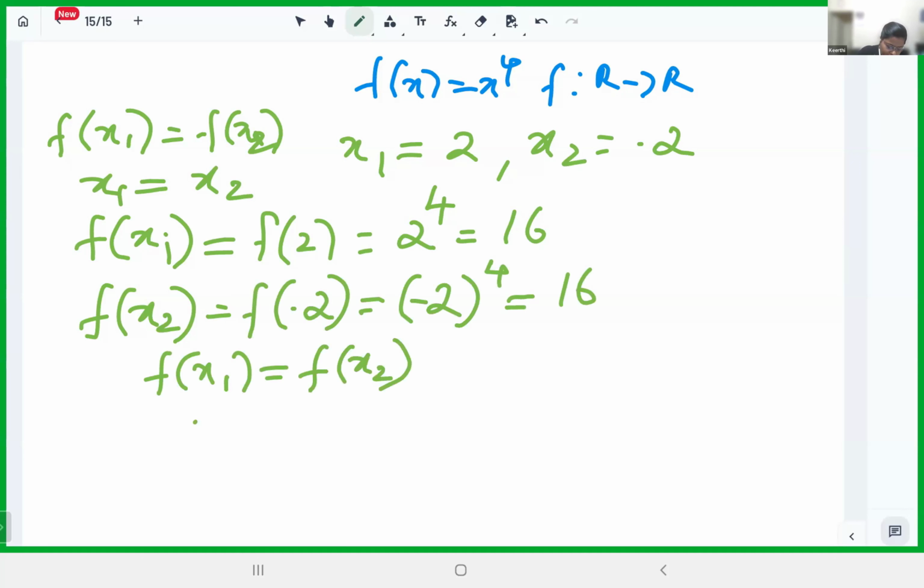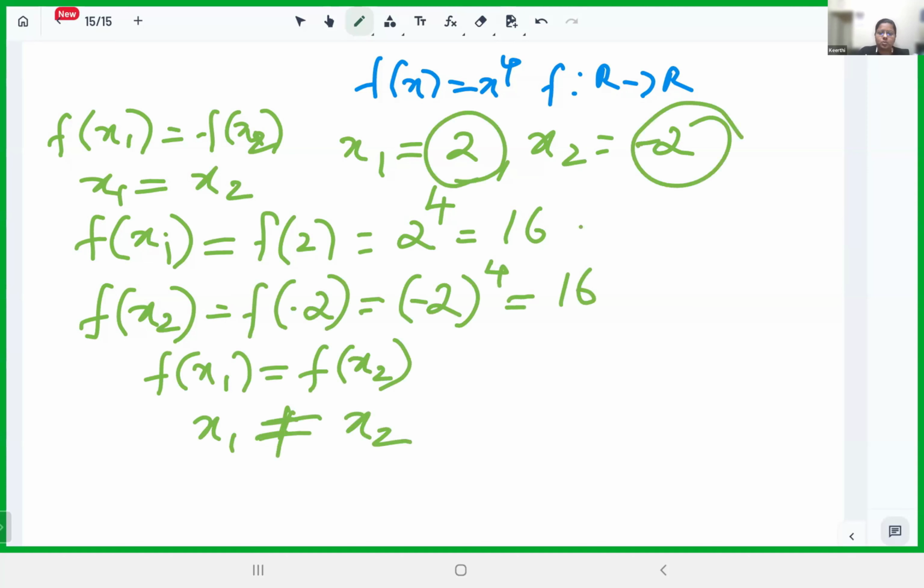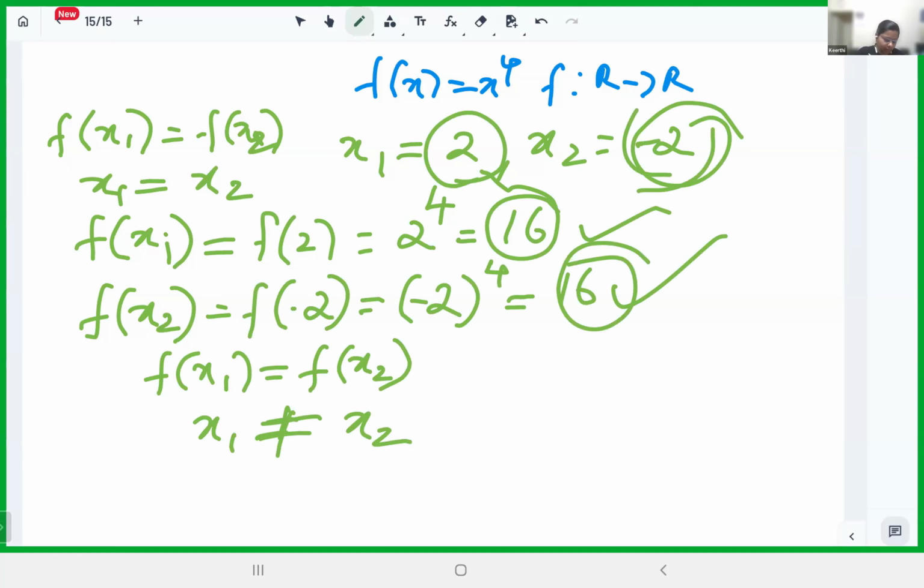But what can you say? Is x1 equal to x2? No, right? x1 is not equal to x2. x1 is 2 and x2 is minus 2. But f of x1 and f of x2 are equal. So more than one element has the same image. 2 has the image 16, minus 2 also has the image 16. So it is not one-one.